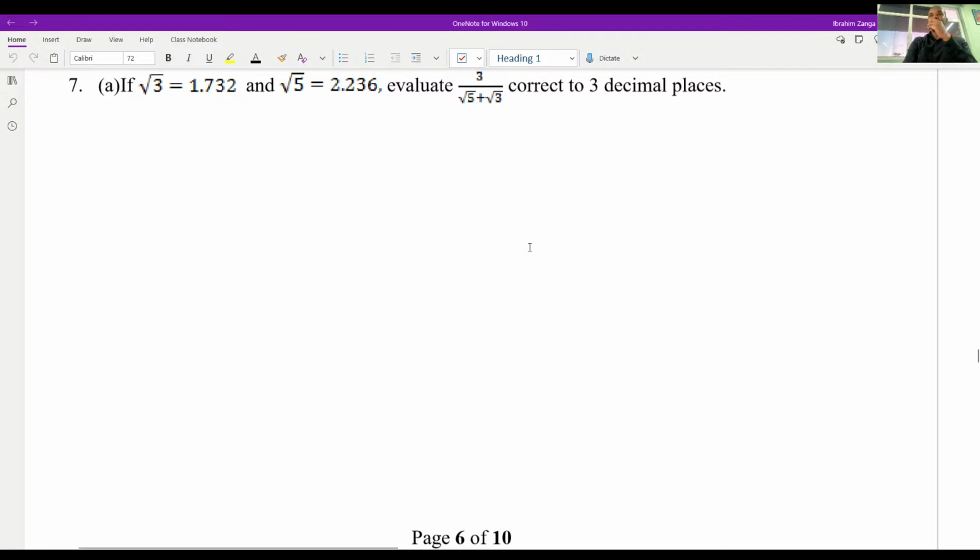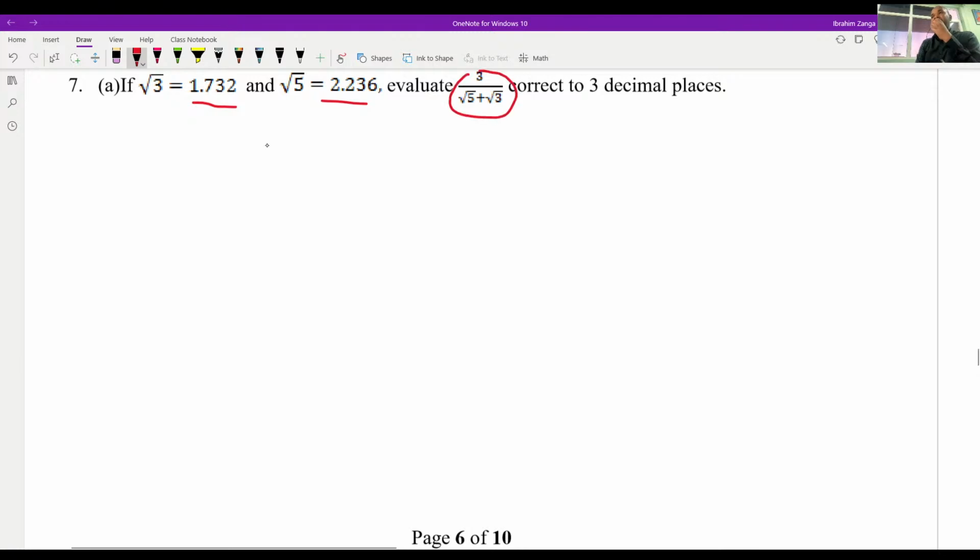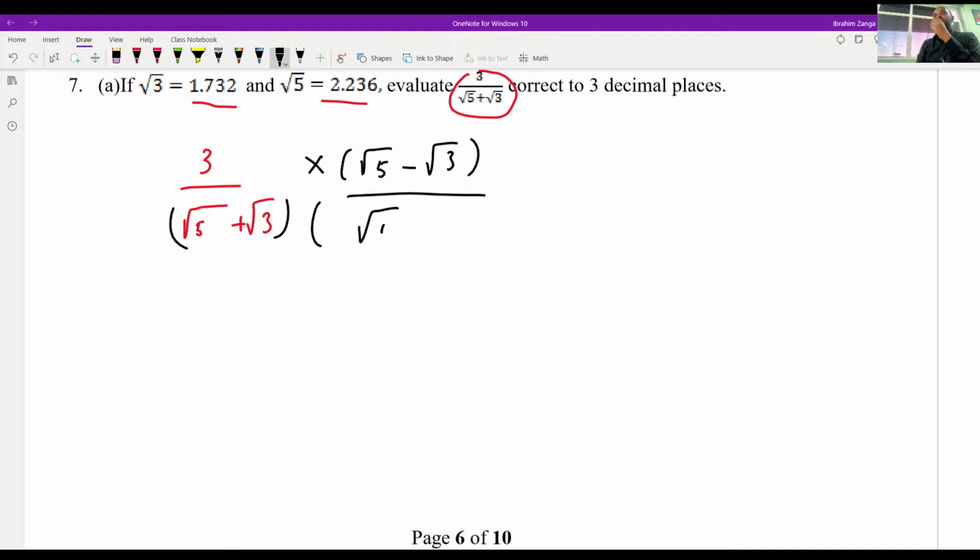Swali la 7 nasema kwamba if square root of 3 is given to be 1.732 na square root of 5 ni 2.236, we are supposed to evaluate this expression here, 3 over square root of 5 plus square root of 3. So we have to rationalize the denominator. I'll be multiplying by conjugate of denominator, square root of 5 minus square root of 3. Then you multiply again by square root of 5 minus square root of 3.